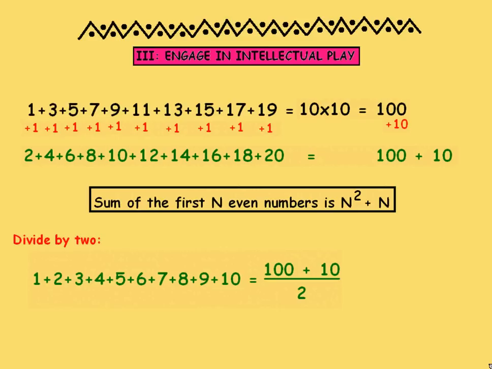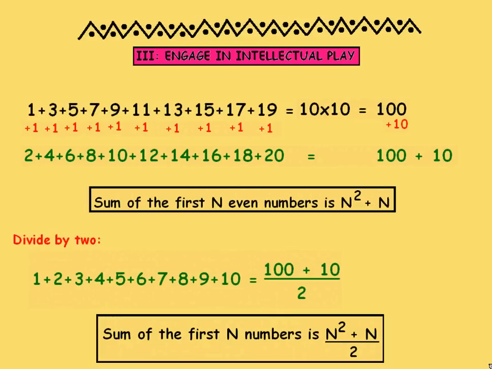What if we just divide everything by 2 right now? Obviously, the sum of the first n evens divided by 2 gives me the sum of the first n numbers. So that's 2 divided by 2 is 1, 4 divided by 2 is 2, 6 divided by 2 is 3, all up to 20 divided by 2 is 10. So the sum of the first 10 numbers is the form we had before, 100 plus 10, all divided by 2. In general, the sum of the first n numbers is n squared plus n, all divided by 2.